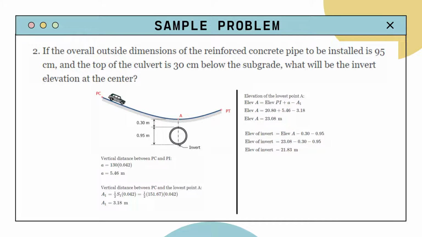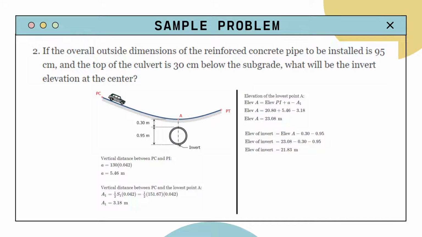Next, we get the vertical distance between PC and the lowest point, the point A, not the small letter a, but big A. We label this A1, as it is not the elevation of point A, but just the vertical distance between PC and point A. So A1 is equal to 1/2 S1 G1. Substituting the values, we have 1/2 times 151.67 times 0.042, and we get A1 is equal to 3.18 meters.